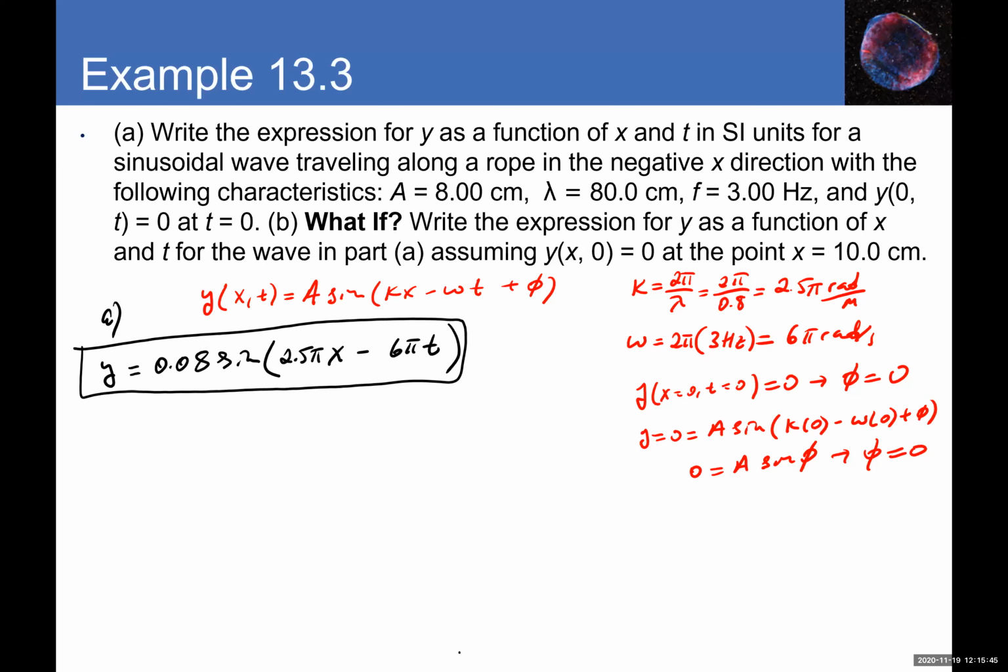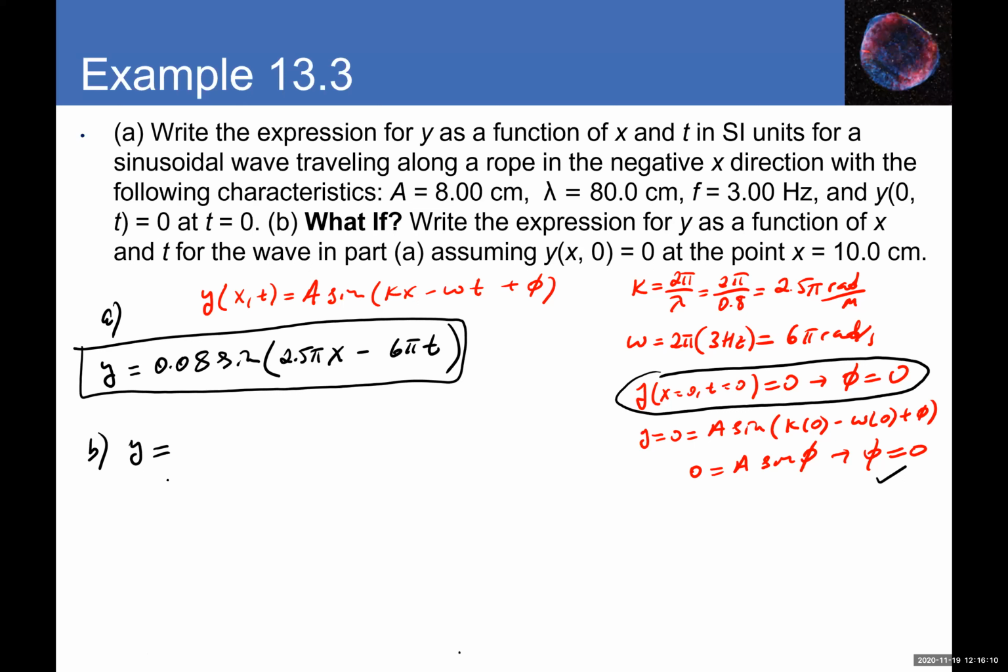Which means for part B, the phase constant is no longer 0. Remember, here the phase constant is 0 when at t equals 0, x equals also 0. That means when y(x = 0, t = 0) equals 0, then phi is 0, because of what I showed you over here. But in this example, what I have here is this.